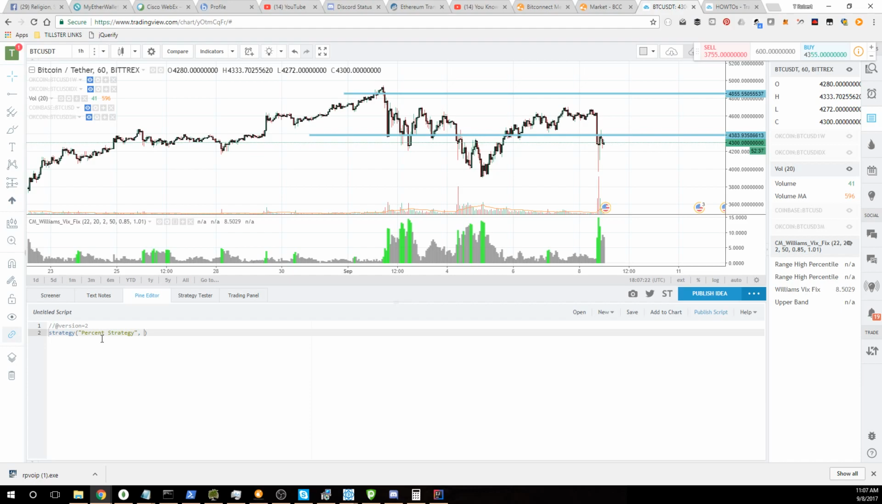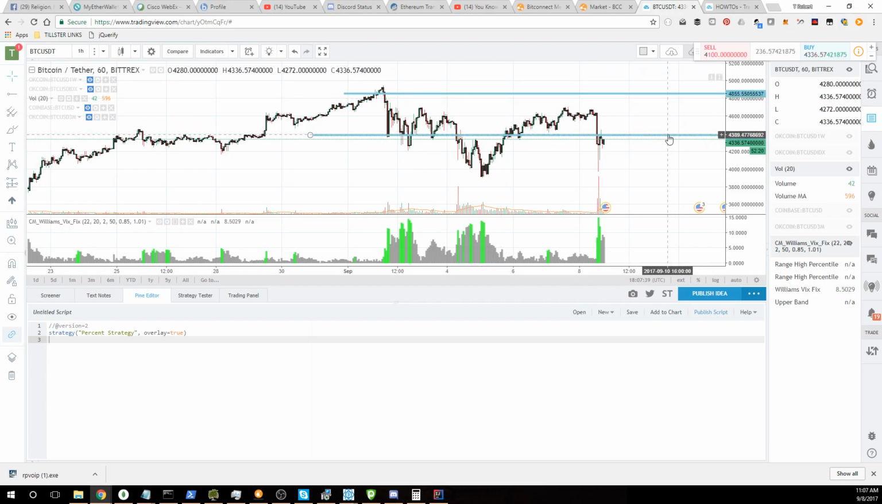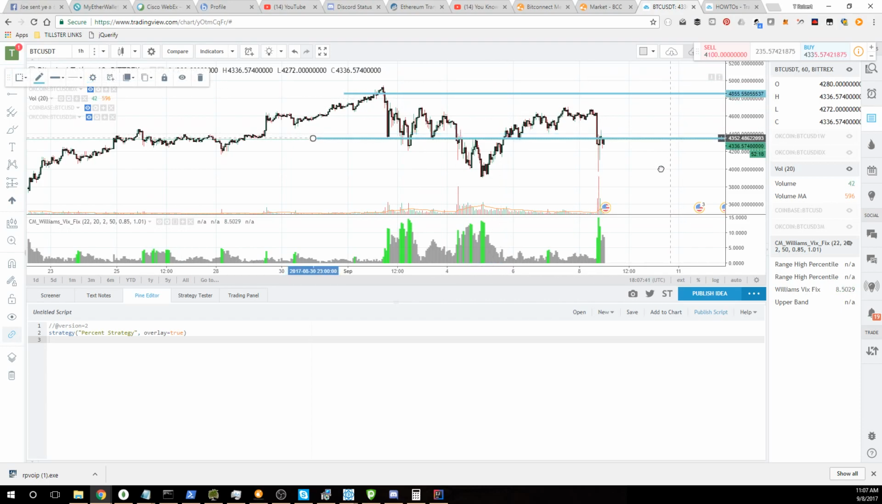We want to do some visuals on the chart to show us what our percentages are. And we can say overlay equals true. And this sets us up for writing our strategy. So the first thing that we want to do is define in our strategy what our position is. Remember, we're pivoting around our position.